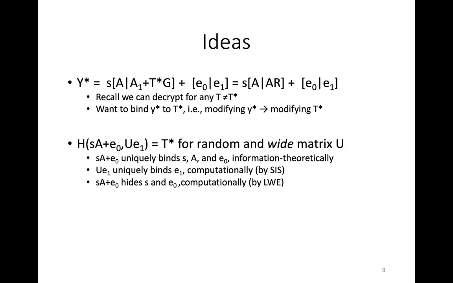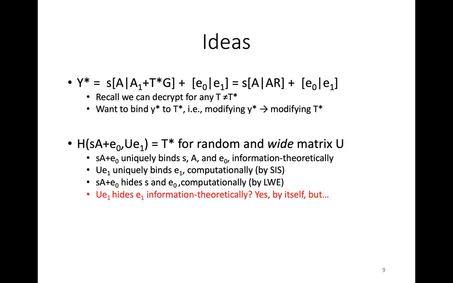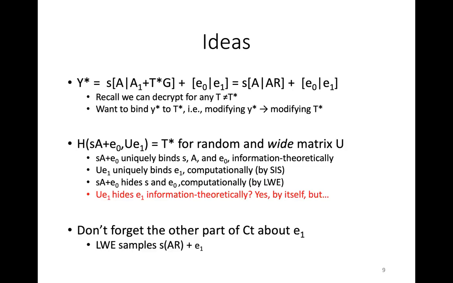By doing this, we also want to make sure that T star contains no information about S, E0, and E1 so that we can apply the LWE assumption. For the left part, S times A plus E0, we can use the LWE assumption to argue that this term computationally hides S and E0. But how about the other term? We can see that U times E1, by itself, information theoretically hides E1 because U is wide and E1 is sufficiently random. However, we have another part which also contains the term E1. So we need to argue that combining U times E1 and the other part that contains the term E1 does not leak any information about E1.